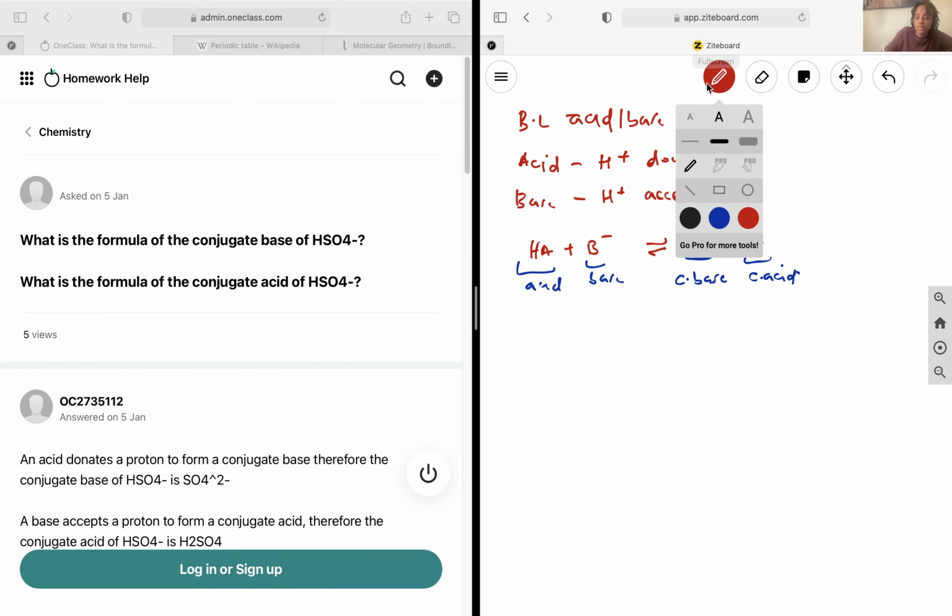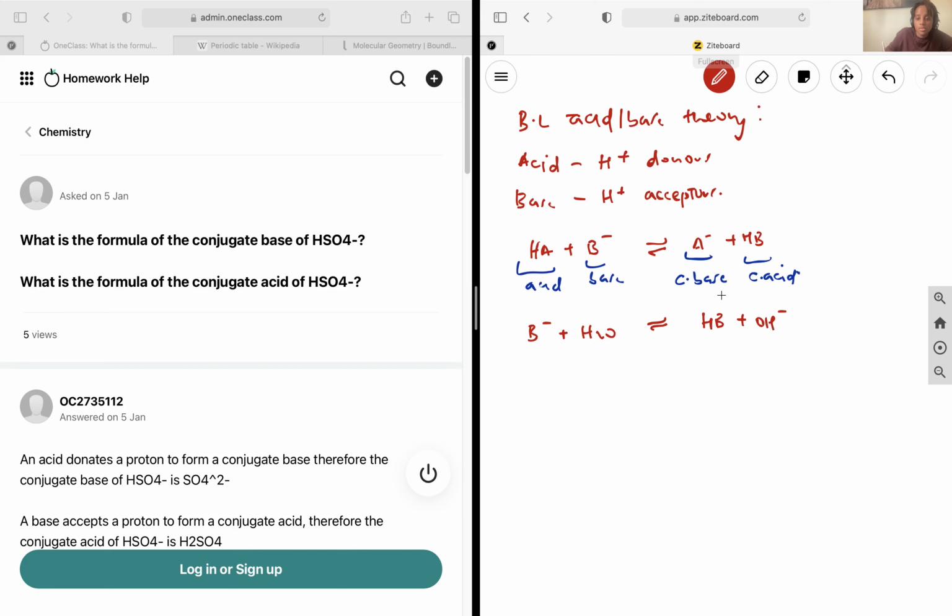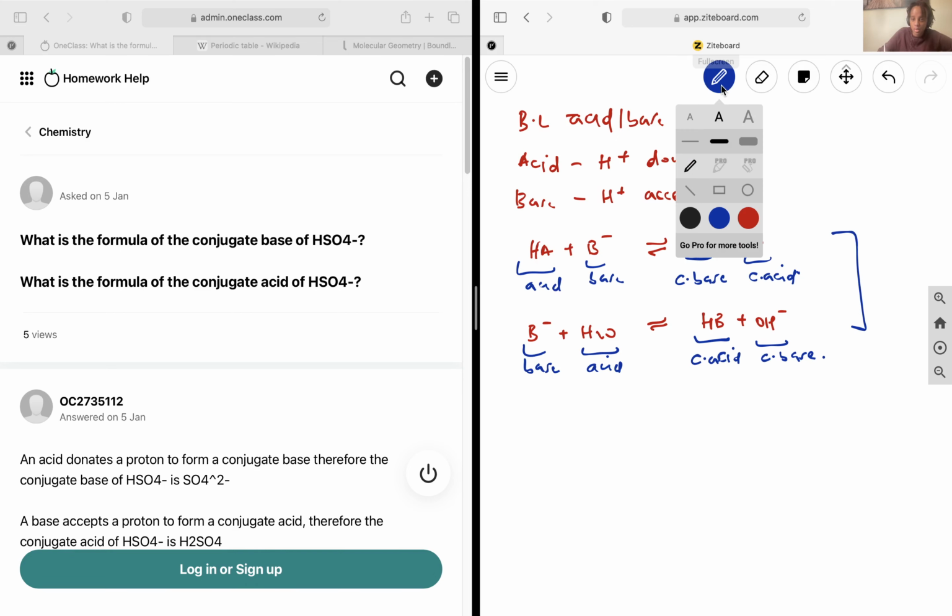If we write out the base version of this equation, we would have B minus plus H2O to get you HB plus OH minus. Again, label them. This would be your base. Water would be acting as your acid. And this would be your conjugate acid and your conjugate base. Okay, and so if we write out the same equations for what we've been given, we can identify what the conjugate base is going to be and what the conjugate acid is going to be.